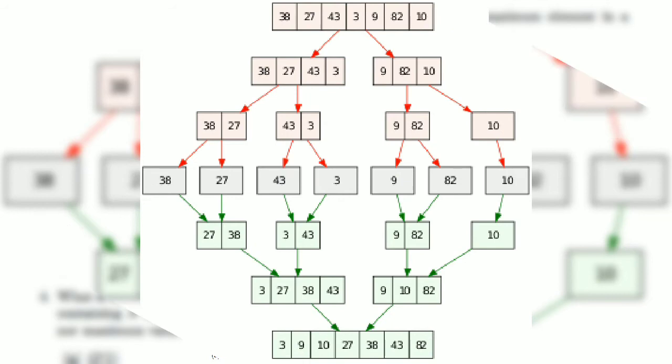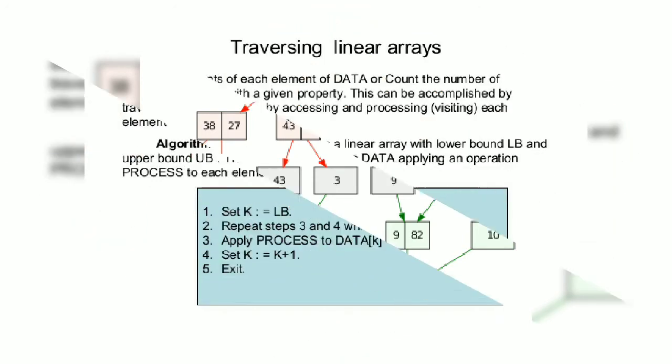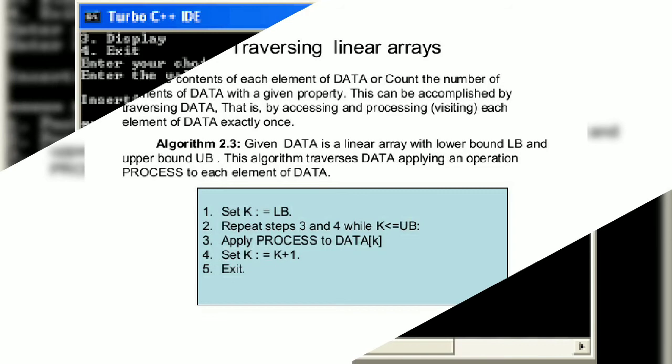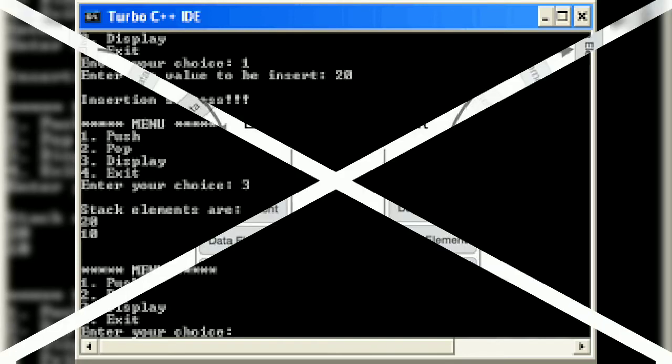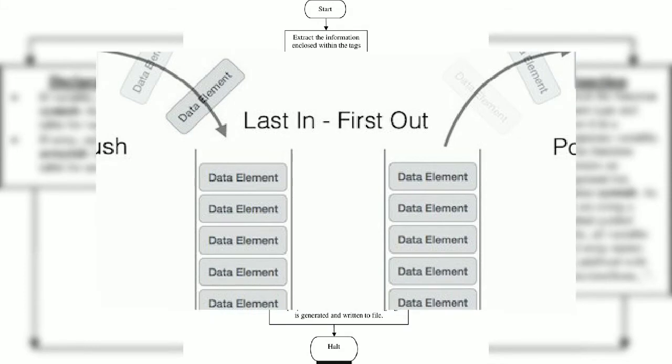1. Traversing. This operation is used to visit all elements in an array. Algorithm: Traversing array. Steps: 1. I equal to lower bound. 2. While I less than or equal to upper bound do. 3. Process A[I]. 4. I equal to I plus 1. 5. End while. 6. Stop.